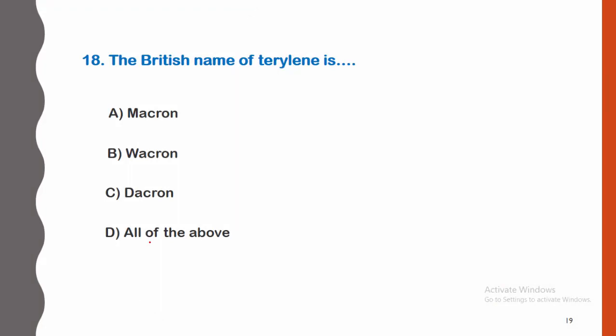This is the last question. Here we can see the British name of terylene. The British name of terylene is known as A. Macron, B. Vacron, C. Dacron, and D. All of the above. So the right answer of this question is very simple. Option C. Dacron. That is, the British name of terylene is called Dacron.